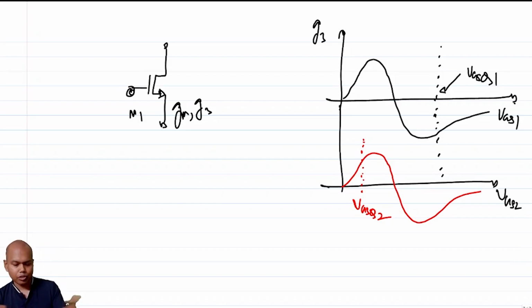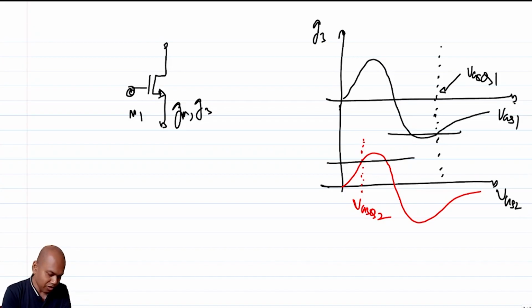So if I add up these two currents, the G3 for this is negative and G3 for this is positive, so around that bias point they can cancel off, right? And in this case you are not really compromising too much on the GM, because for very small VGS2 the GM of the second transistor will be minimal. So the effective GM of the total will be dominated by the first transistor.